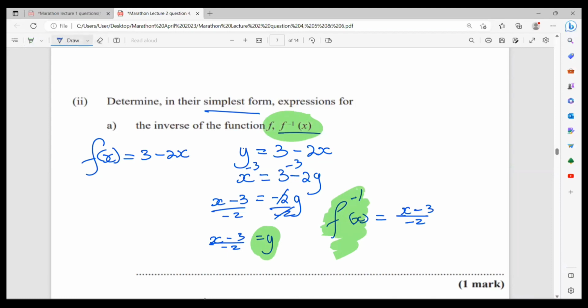Give me the go ahead. Waiting on the go ahead to move up the screen. We're okay? Yes, sir.